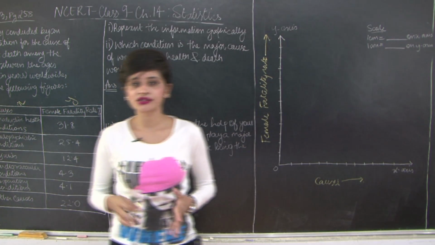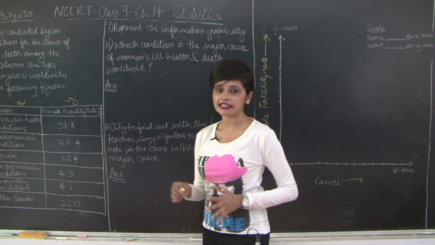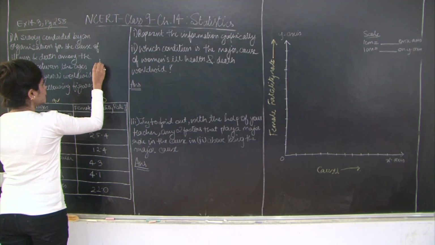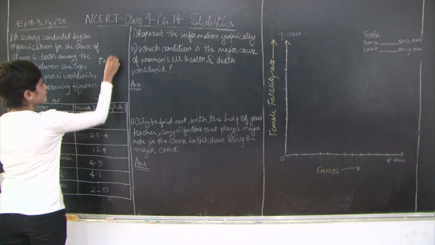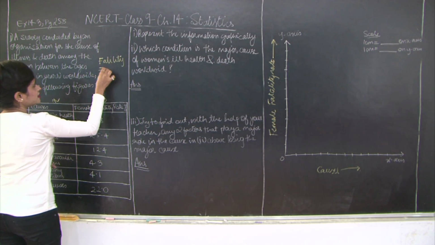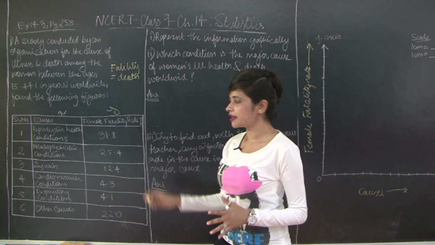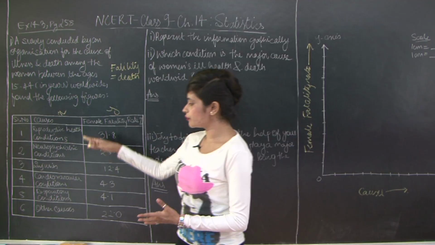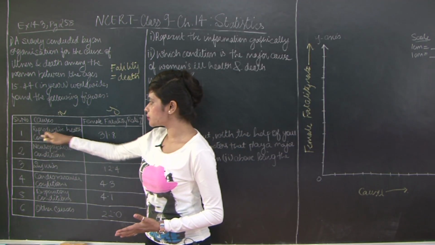But I hope you have understood the question. This is about female fatality rate. Fatality is nothing but death. So, I will just write it here. Fatality is nothing but death. Now, the different reasons. The reasons are broadly classified into 6 different categories. The first one being reproductive.